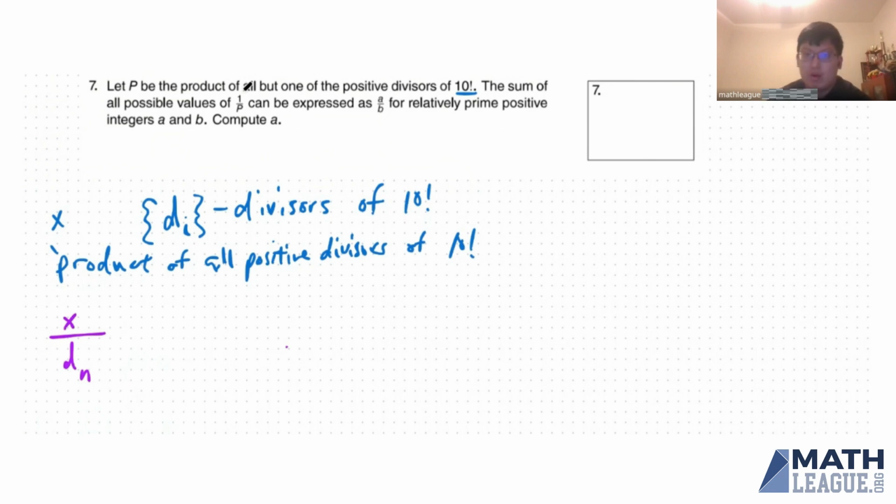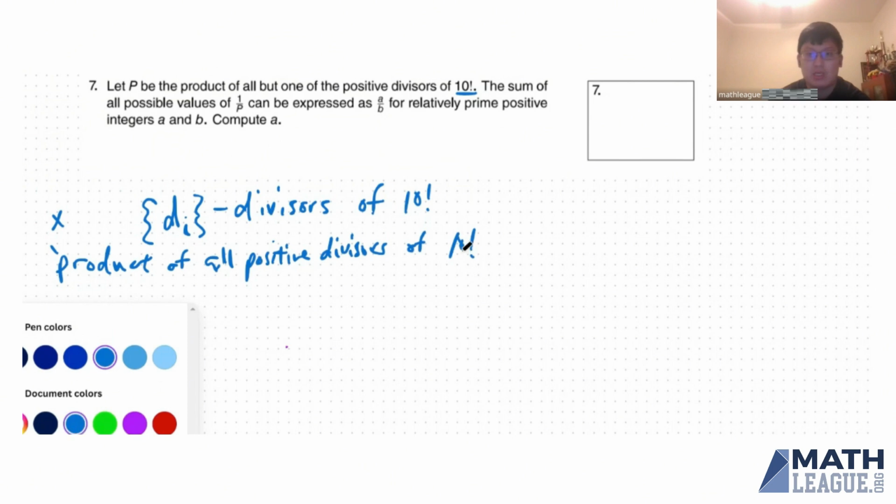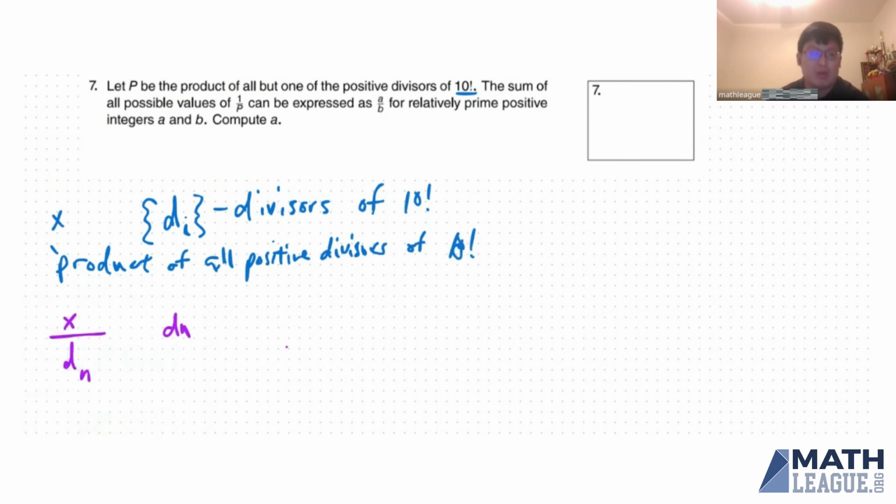So therefore, 1 over P is just going to be some divisor of 10 factorial divided by x. So that means that the value of 1 over P is always a divisor of 10 factorial divided by the product of all positive divisors of 10 factorial. So the sum of all possible values of 1 over P is going to be the sum of all divisors of 10 factorial divided by the product of all of the divisors of 10 factorial.